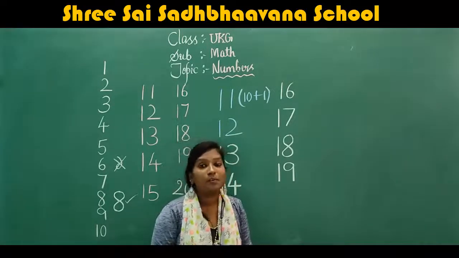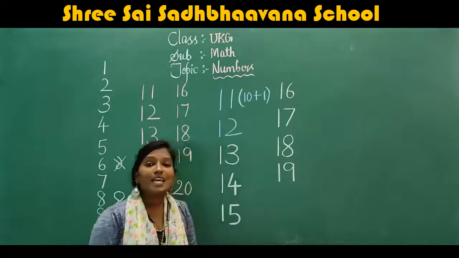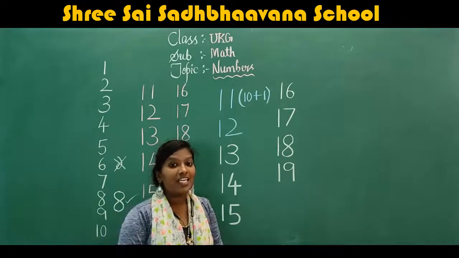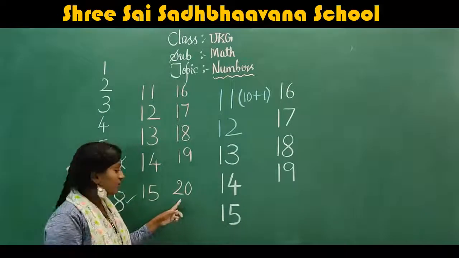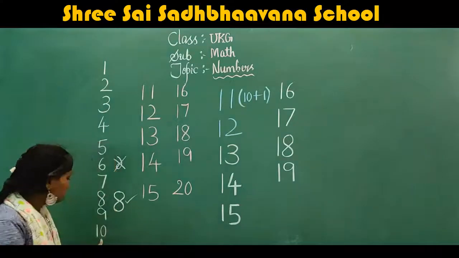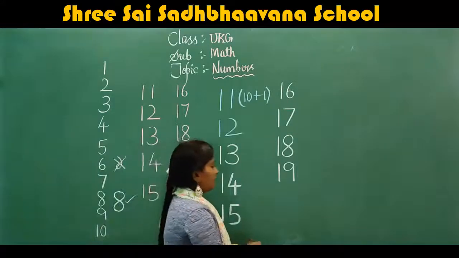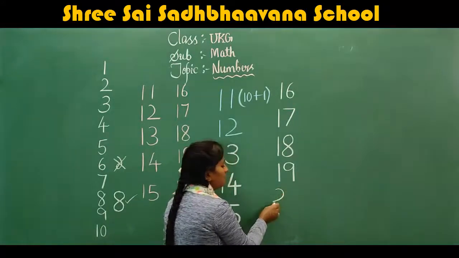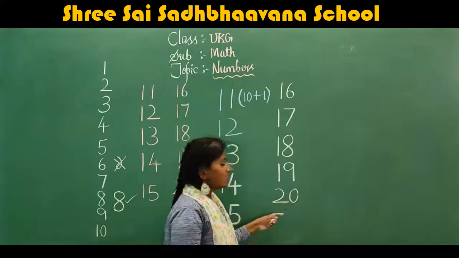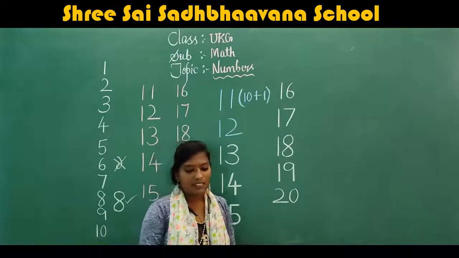Now one new number, that is 20. Then how to write number 20? Yes, 20. Right now, children, 10, 20. How to write 20? A left curve, a sleeping line, and 0. This is number 20.